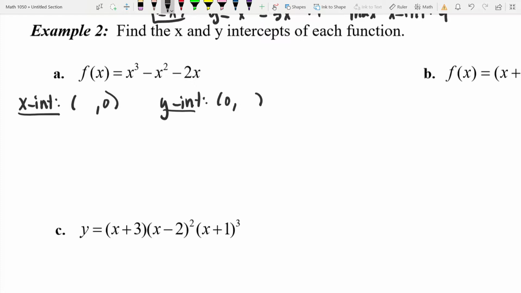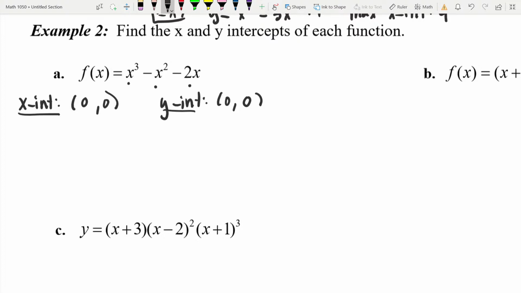Why? If you let x be 0, this is 0, this is 0, this is 0, what's this? 0. Okay, now if (0, 0) is a y-intercept, then talk to me. It's also an x-intercept because (0, 0) is on both the x and the y-axis. Does that mean that I'm done? No, because you might have more. Which ones, the y's or the x's? More x's, okay? So let's look and see.